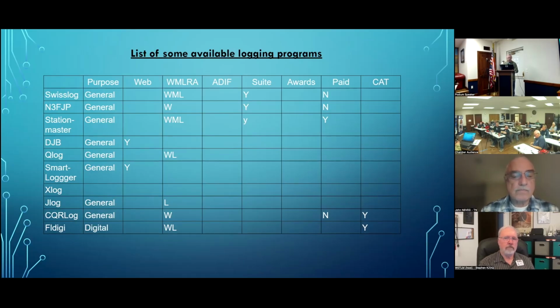Then we get into some of the lesser used programs, but as I was trolling through using Google to find out about logging programs, all of these popped up. Swisslog, N3FJP, Station Master, DJB, QLog, Smart Logger, Xlog, JLog, CQR log, and I think CQR log is what Larry will talk to us about later, and FLDigi. FLDigi is also a kind of a suite. It's somewhat older, and I have tried to use it, but so far no luck.